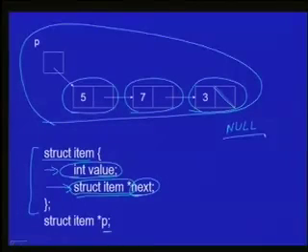This is a special pointer value, which is not the address of any legal memory location. So we can use this to mark the end of the list. But we have to be careful that we never dereference the null pointer. That is, we never perform a star operation or an arrow operation on a pointer which is null.